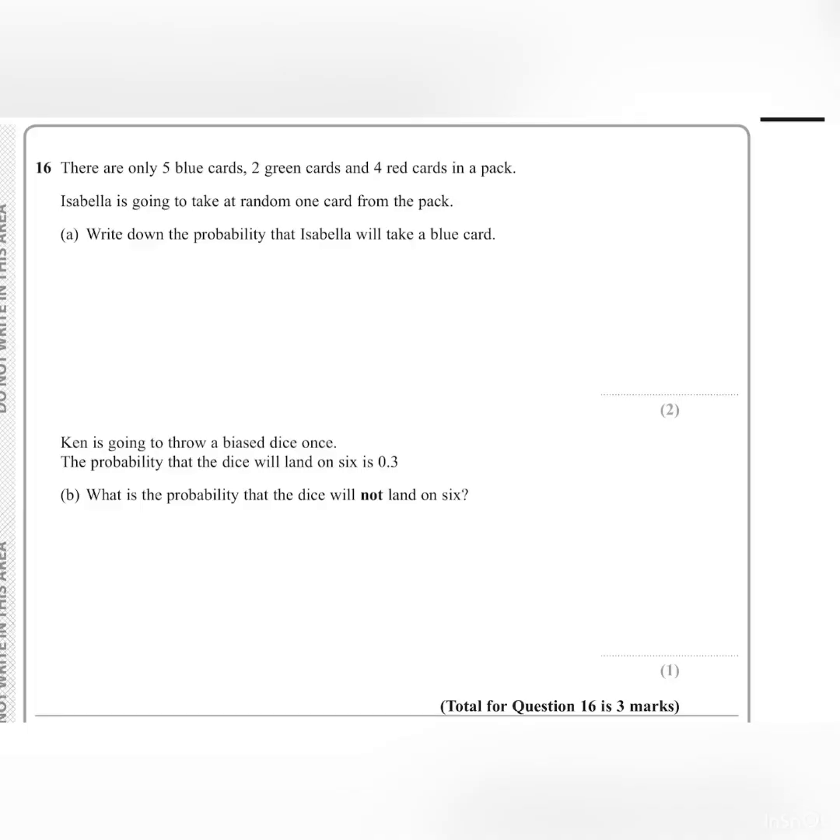Okay, question number 16, it says there are only 5 blue cards, 2 green cards, and 4 red cards in a pack. Isabella is going to take at random 1 card from the pack. Write down the probability that Isabella will take a blue card. Now how many cards are there altogether? We've got 5 plus 2 plus 4, and that makes 11. And there are 5 blue cards. So 5 out of 11 is the probability for taking a blue card.